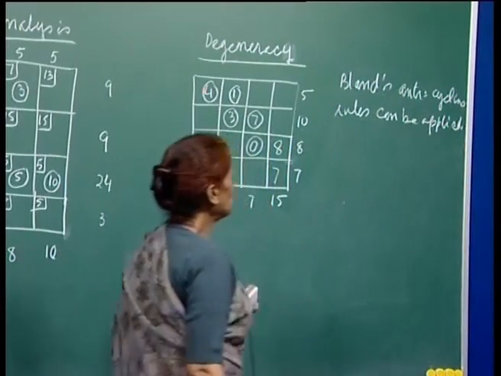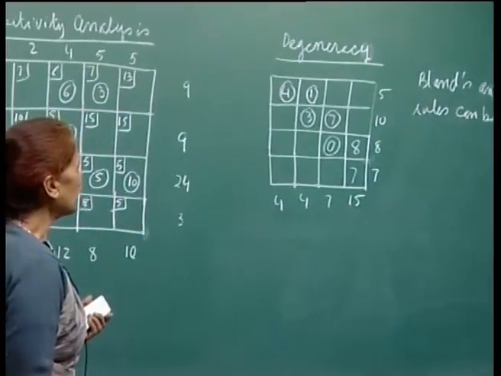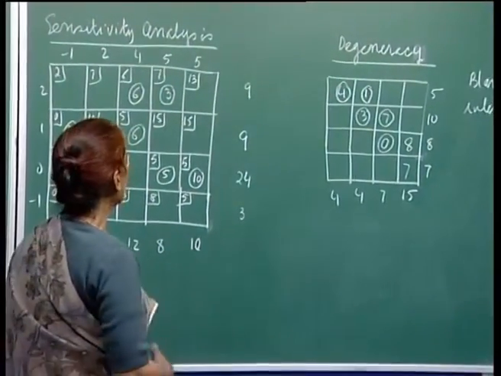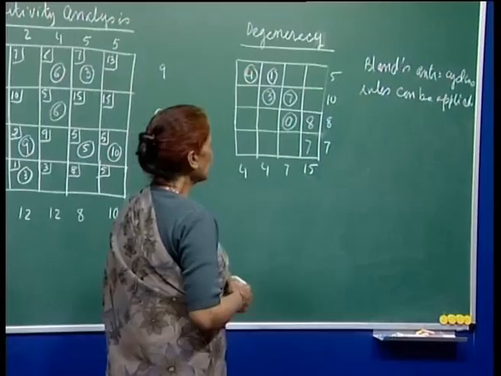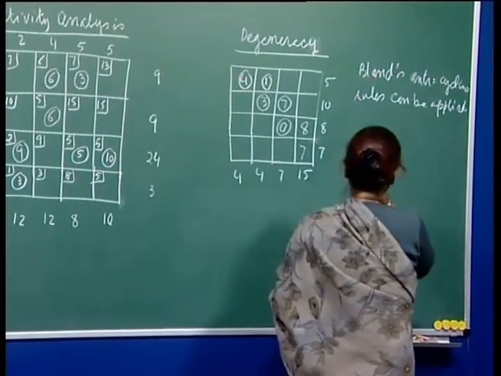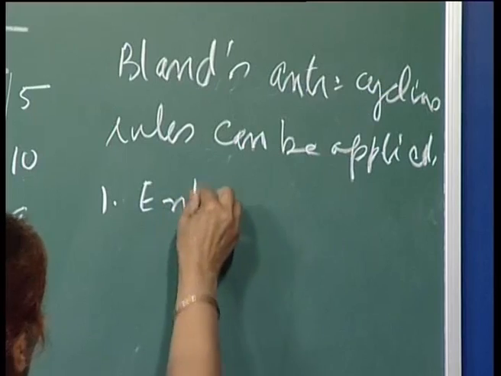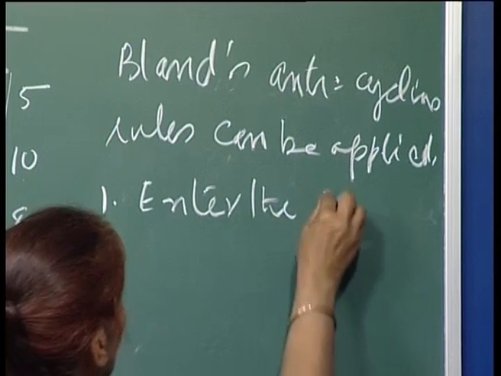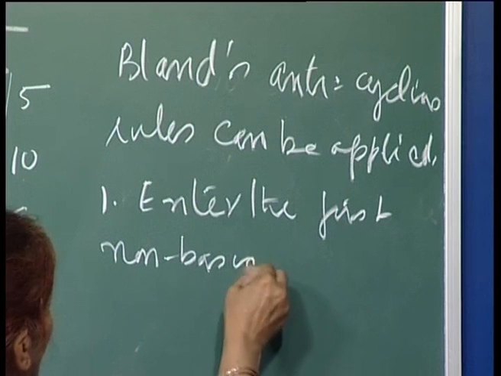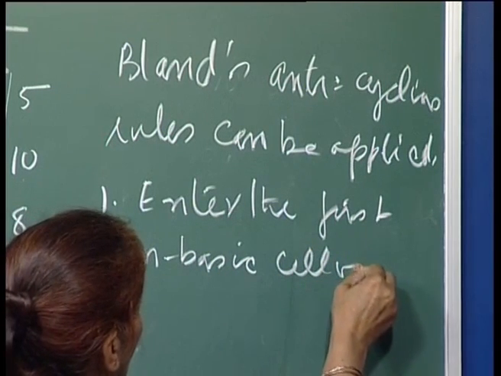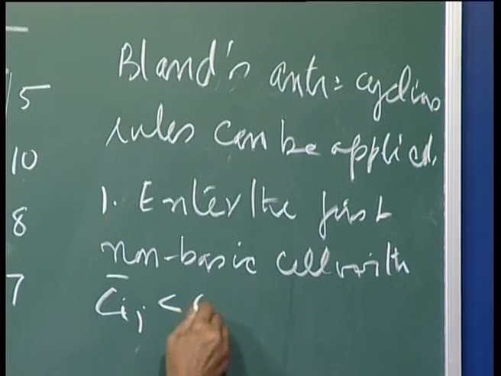Well, why? Because the moment there is degeneracy, you know that cycling can occur, and I'll give you an example also of an example where the cycling does occur. Okay, so Bland's anti-cycling rules can be applied, and the rules would be what? Enter the first non-basic variable with Cij bar less than 0, right?